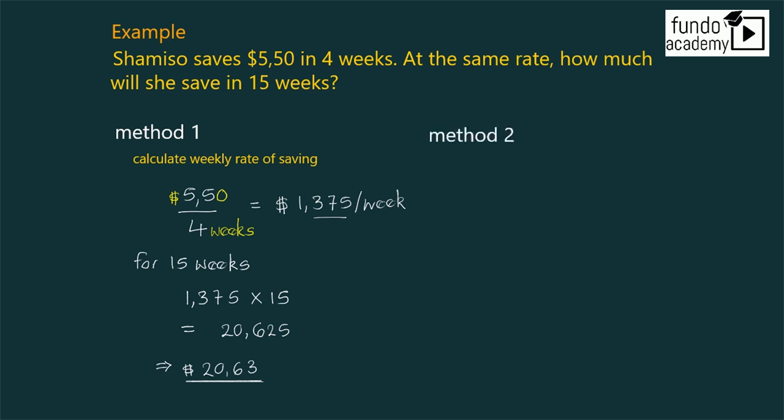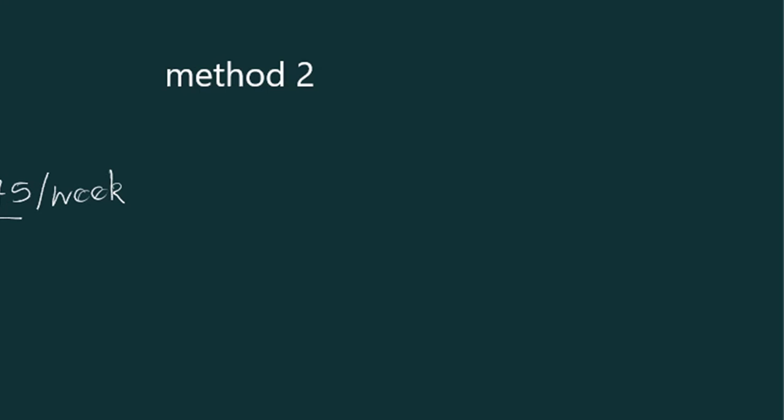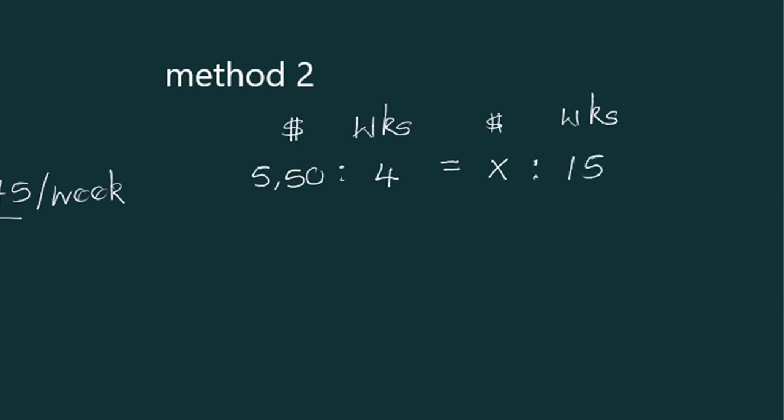But let us look at using the method of proportion, since we are talking about proportion. In dollars and weeks we can have a ratio here. Since she saved $5.50 in 4 weeks, we can say that is 5.50 to 4. That is the ratio of her saving in dollars and weeks. And in 15 weeks she's going to save x dollars. We don't know how much she's going to save in 15 weeks, so that's the other ratio.